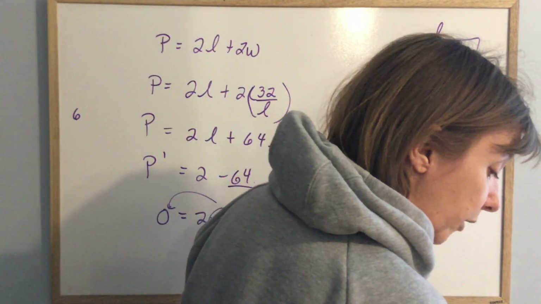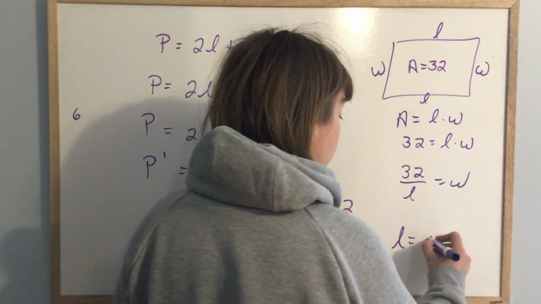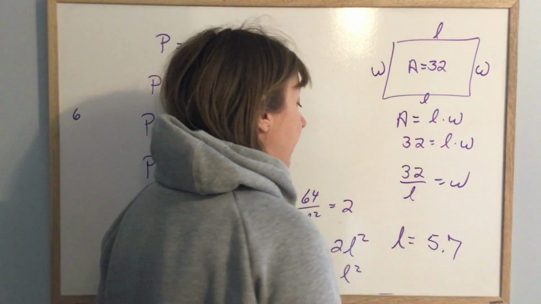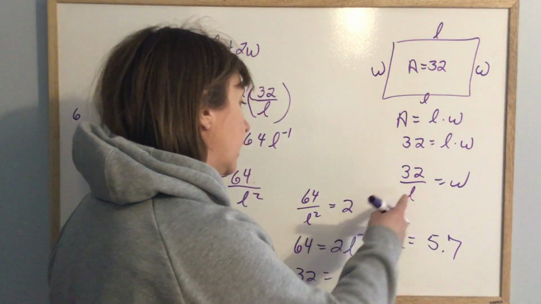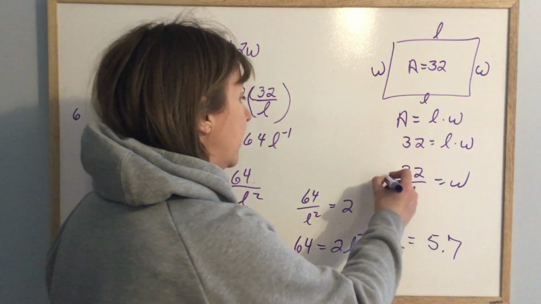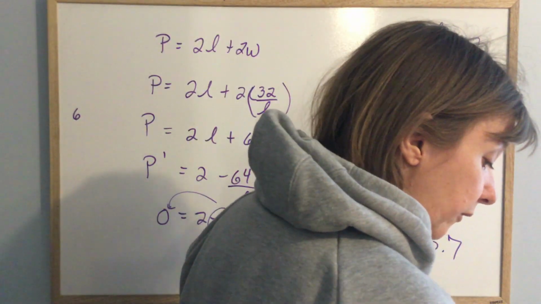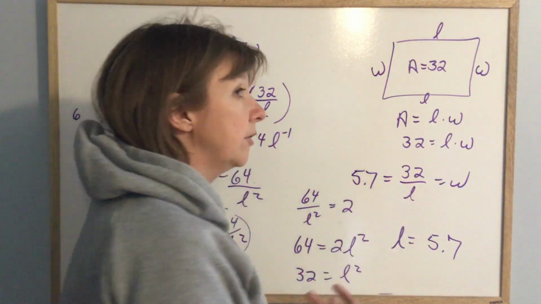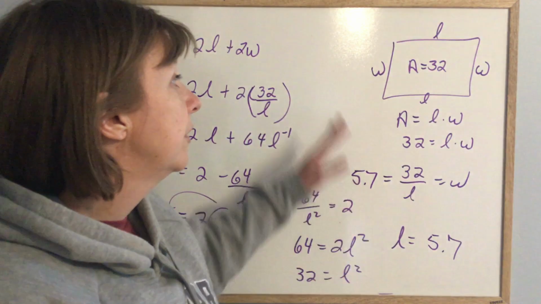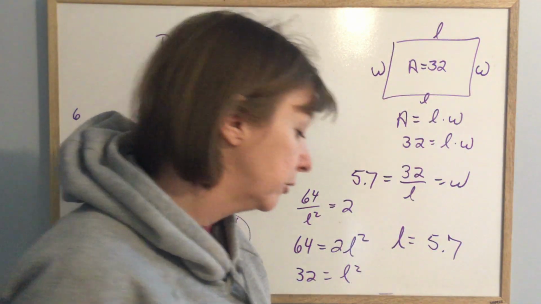The square root of 32 is 5.7 when I round it off. And so that is my L. If I want to find my W, I'm going to do 32 divided by that 5 point whatever. So 32 divided by my answer is also 5.7. Again, if you are putting fencing on all 4 sides, a square is the most economical shape.